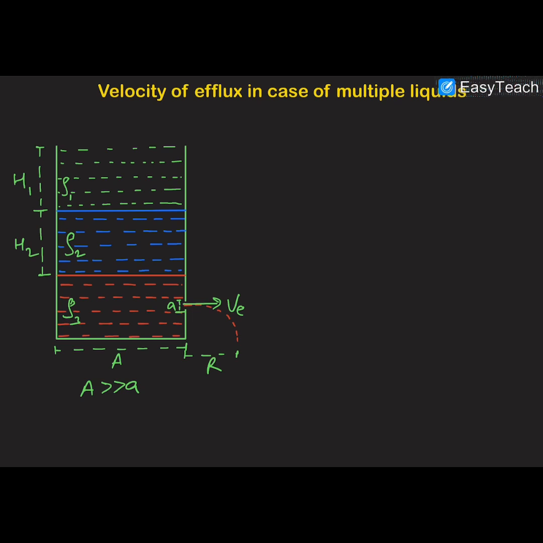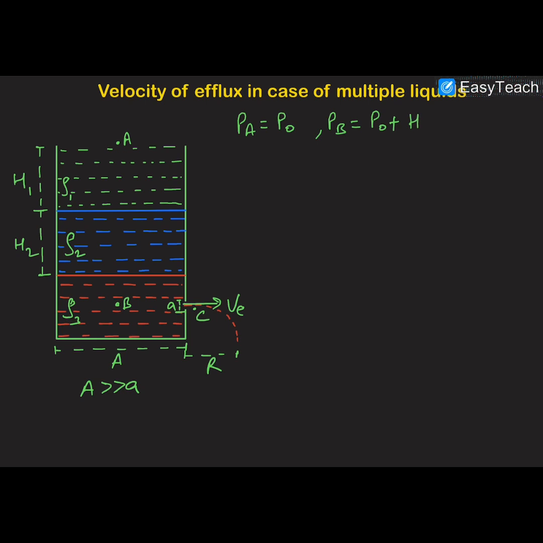So first of all, let us see that we'll be applying Bernoulli's theorem, and to apply Bernoulli's theorem we should know the pressure at this point A, the pressure at this point B, and the pressure at this point C. So pressure at A obviously will be equal to P naught, and pressure at B will be equal to P naught plus, now this is H1 rho 1 G.